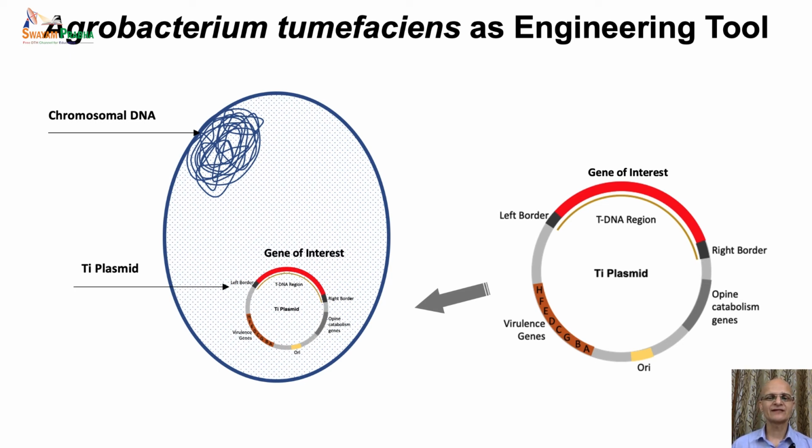Now this Agrobacterium strain with the new recombinant Ti plasmid can be used for transformation with the gene of interest, or any DNA segment that is placed between these left and right borders, and Agrobacterium will transfer this segment to the plant genome, thinking that it is transferring its own DNA for synthesizing the opines, that is the food for itself.